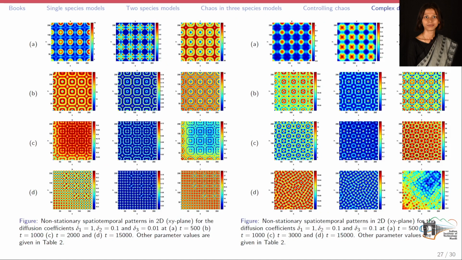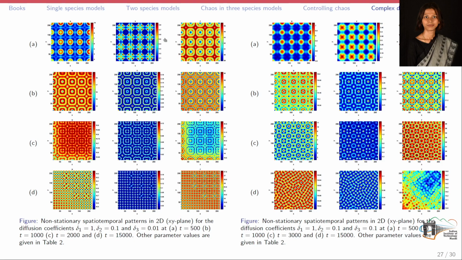So here, what do we see? This first figure shows spatiotemporal patterns. The first column is for the prey population, the second column shows the spatiotemporal patterns obtained for the intermediate predator, and the third column is for the top predator population. The parameter values are already shown earlier in the table.